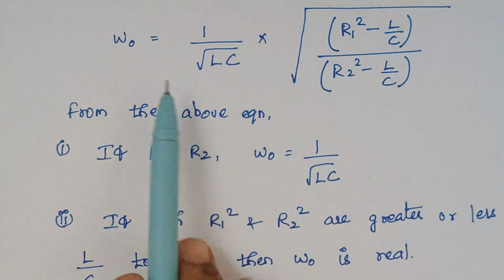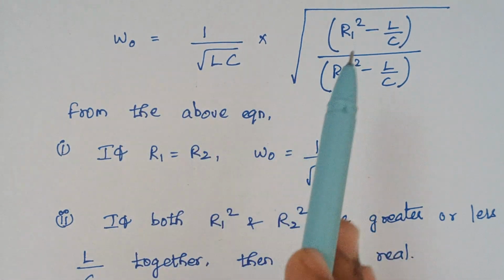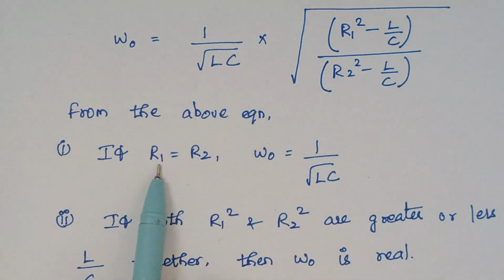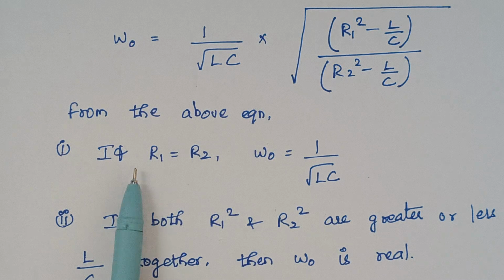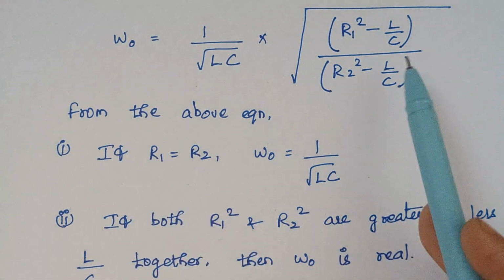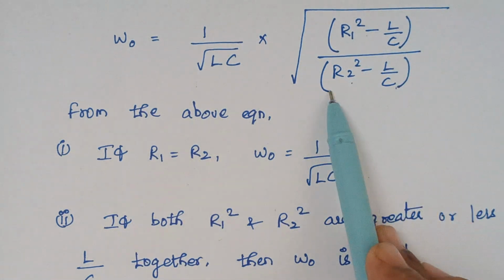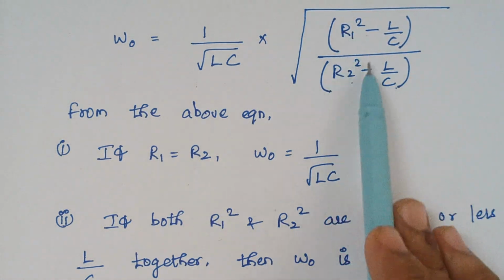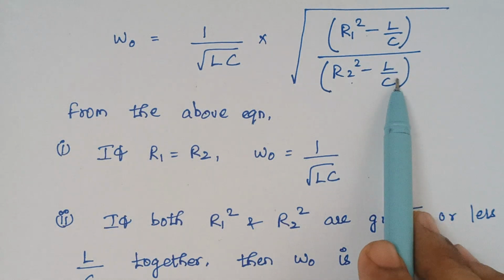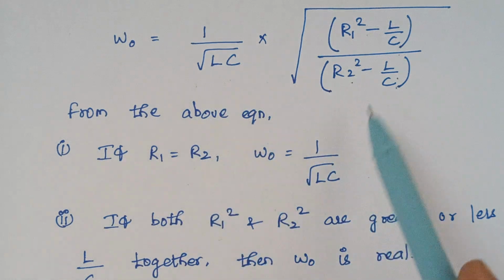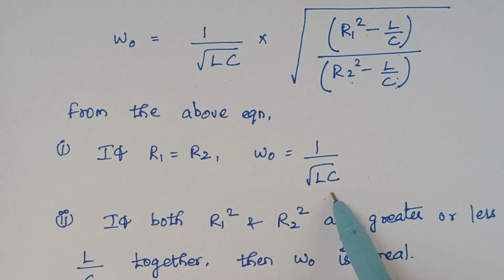So with the help of this above equation, we are going to reframe this equation for different conditions. Here the first criteria is, if R1 is equal to R2, if both the values are equal, then this term and this term will cancel each other, because the values are same and here L by C is same. So the value of omega naught will be equal to 1 by root of LC. This is what is written here.